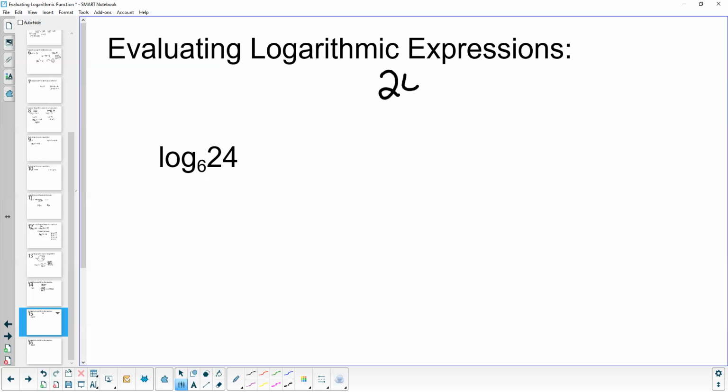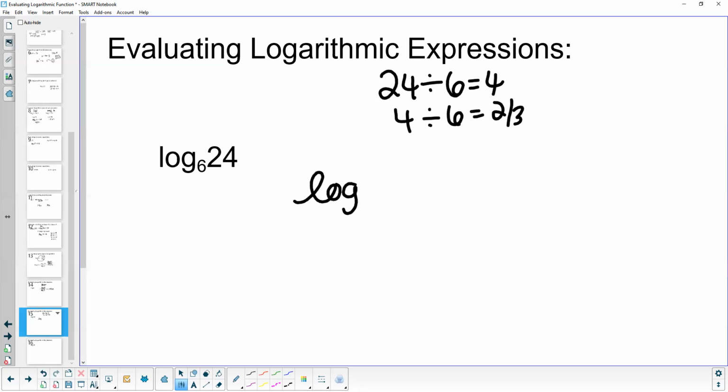So 24, this one's a little different. If I divide it by 6, I get 4, but then 4 divided by 6 gives us 2/3. So in our minds, this tells us, okay, here we're looking at something between 1 and 2, because it needed 1 division, but not quite needed 2. So let's look at it. We can do the log of 24 and divide it by our log of 6.